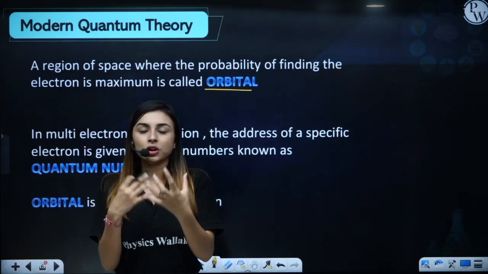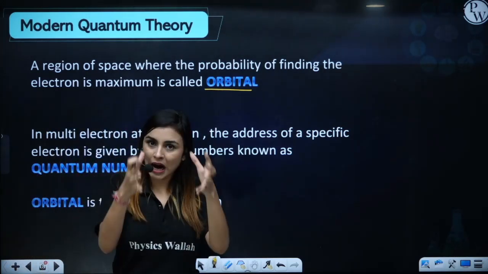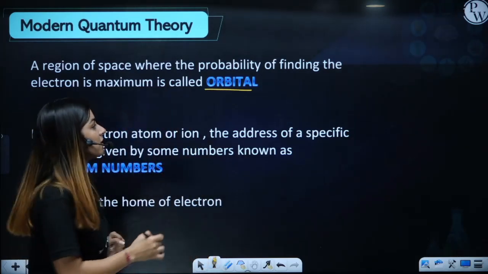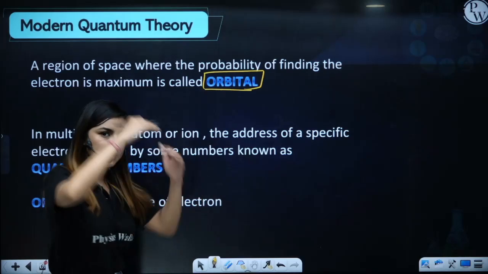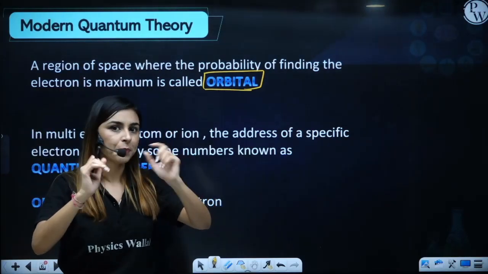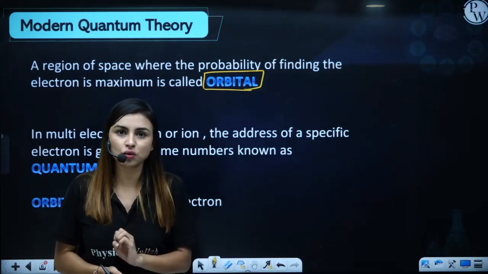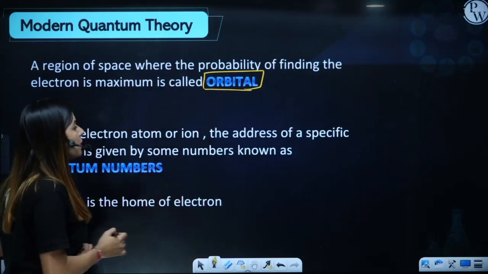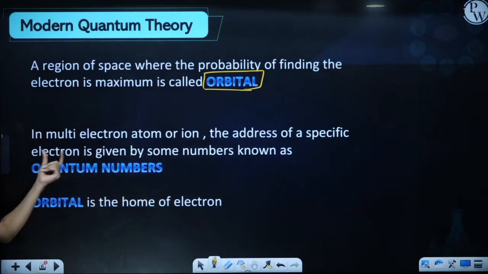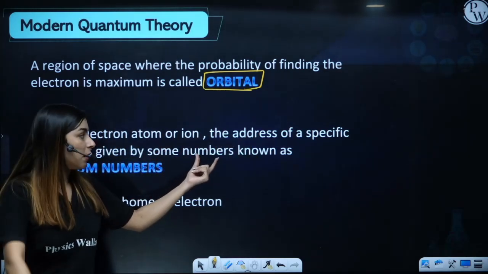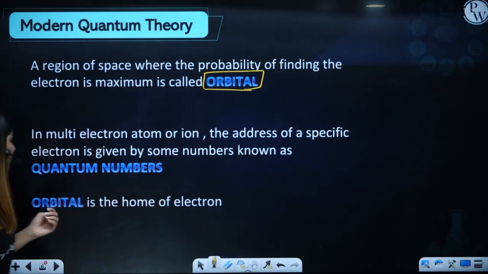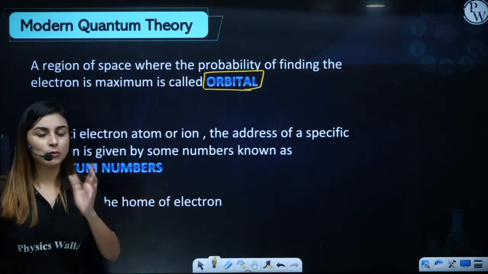So whenever you talk about an electron, ma'am told you the house of the electron is actually known as an orbital. So this means city, then sector, and the house. That house is known as the orbital. Okay, I hope this is the layman definition which you've understood. Now what happens is, in multi-electron atoms or ions, the address of a specific electron is given by some numbers known as the quantum numbers. And those are four quantum numbers ma'am is going to tell you, right? Yes. Orbital is the home of the electron. Ma'am told you that as well.